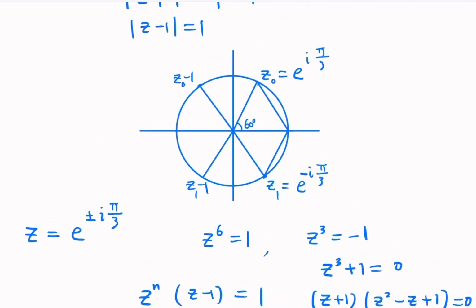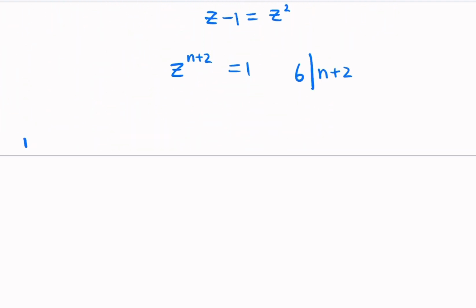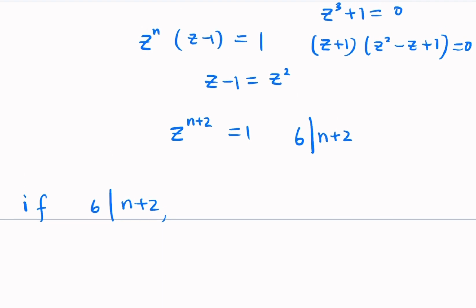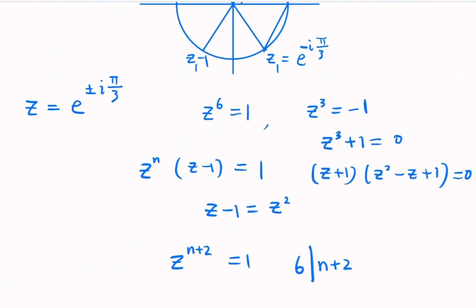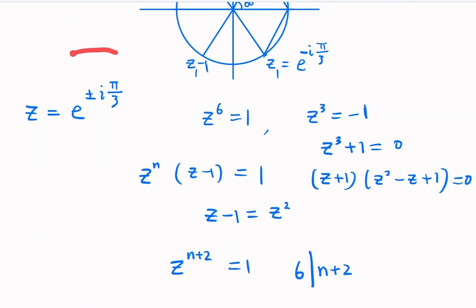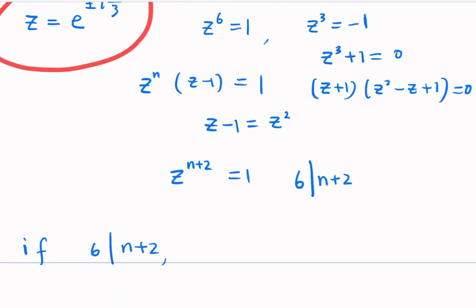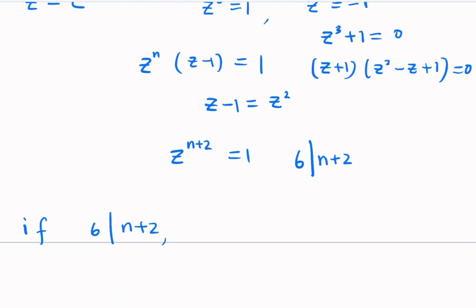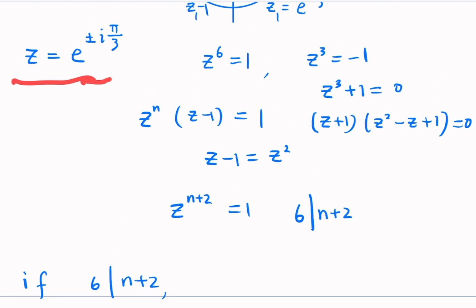Now on the other hand, if we know 6 divides n plus 2, what we can simply do is just plug in the numbers that we know into the equation, right? So if we plug in this and use the fact that this value to the 6th power equals 1, we can verify that it is indeed a solution and that it has a modulus of 1, right? So that's the easy part, I'm going to skip.